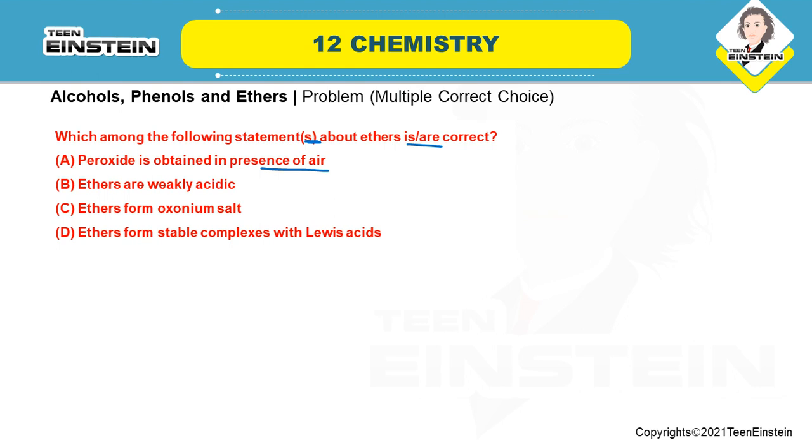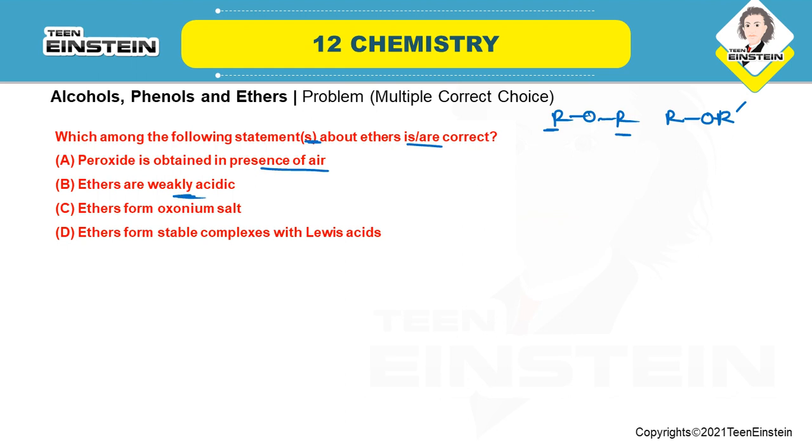Now the second option, ethers are weakly acidic. Ethers are having structure either ROR or ROR prime, that is unsymmetrical. But you cannot see any acidic hydrogen. That is weakly acidic means there must be some acidic hydrogen, because here hydrogens are attached to carbon in the alkyl group. There is no such hydrogen directly attached to oxygen. So we cannot say there will be any acidic property.